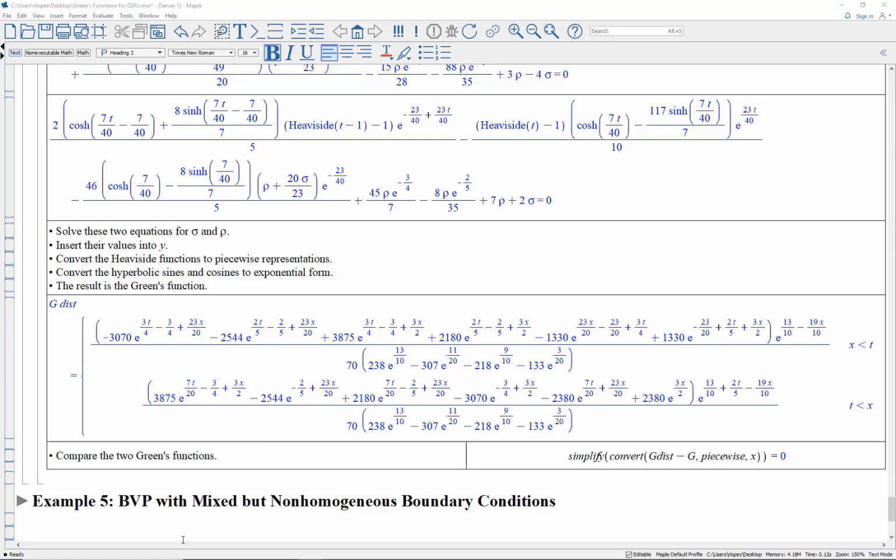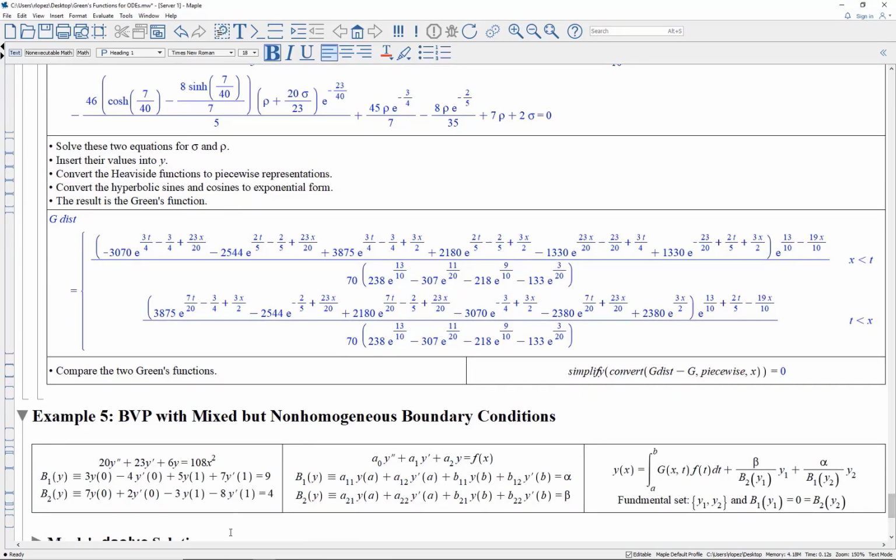Our final example will have mixed boundary conditions, but they will be non-homogeneous. And so I think you might expect this perturbation stunt to work here as we worked it earlier. So mixed boundary conditions. But now they're not homogeneous. I use 9 and 4 again. So in general, it will be alpha and beta. So this is the Green's function solution to the previous problem. This is the perturbation term.